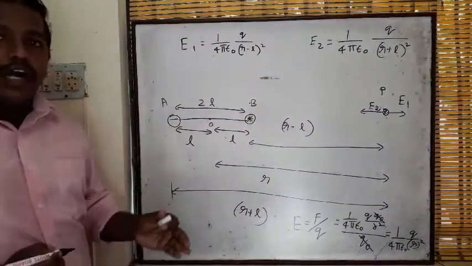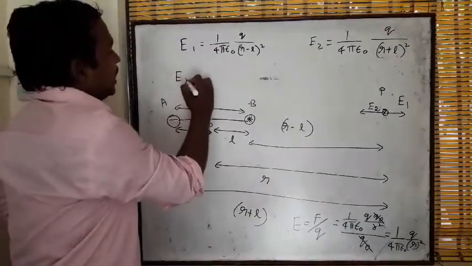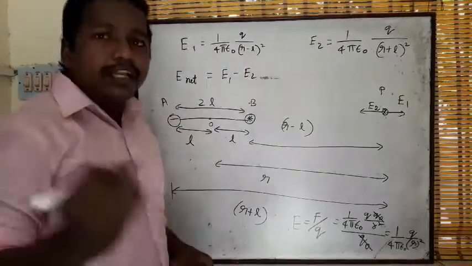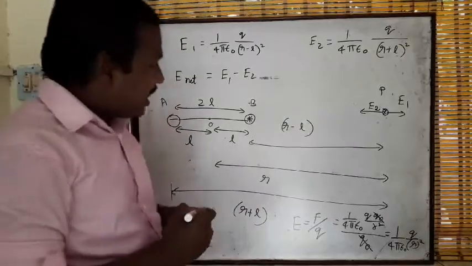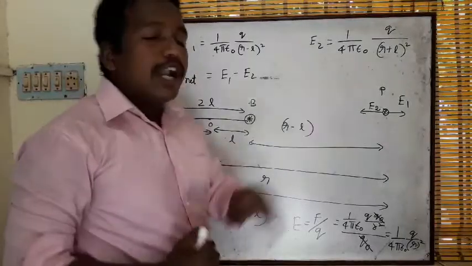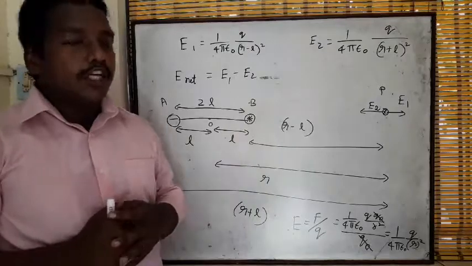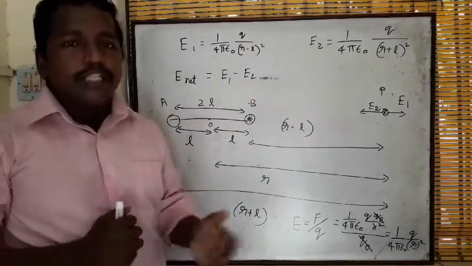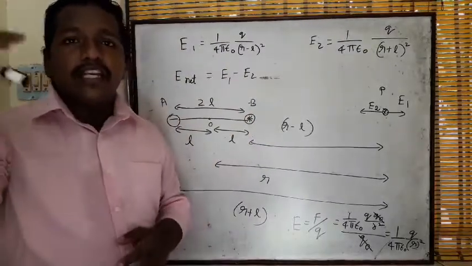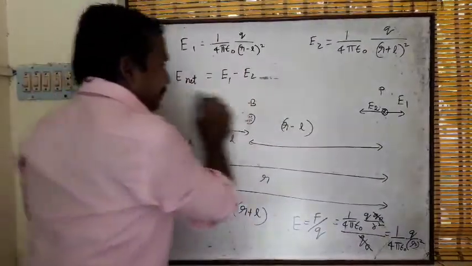Okay, so we got E1 and E2. Now we are going to find E net. E net is E1 minus E2. Why did I write E1 minus E2? Because the plus charge is closer to the test charge, so its field is going to be stronger. So E1 will be stronger than E2. If you take E2 minus E1, the answer you will get is negative. Okay, so now hereafter I think we don't need the diagram.